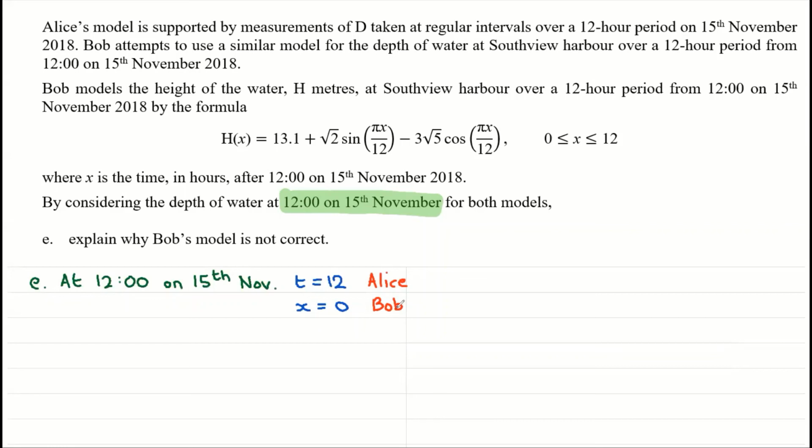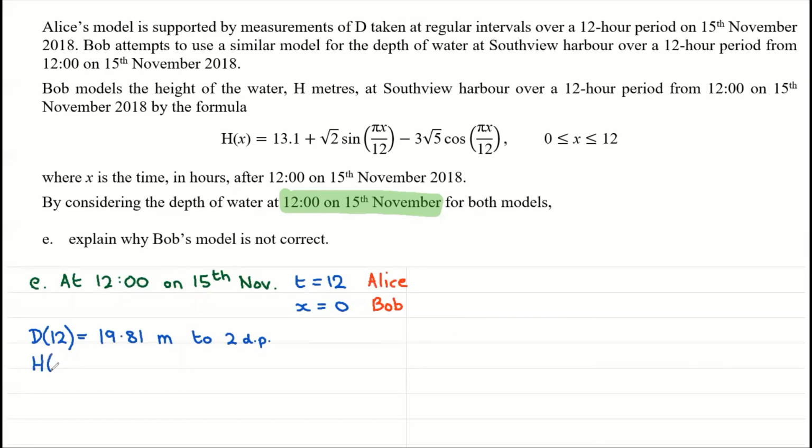Now, we've already done the value of D when T is 12. So we know that D of 12, because we've already figured it out earlier, was 19.81 meters, and that was to 2 decimal places. So within a range of error, we should expect that H of 0 in Bob's model should also be that.